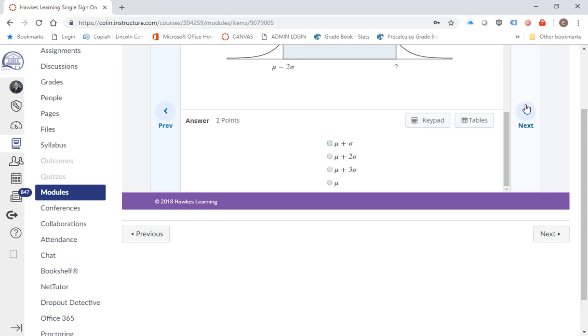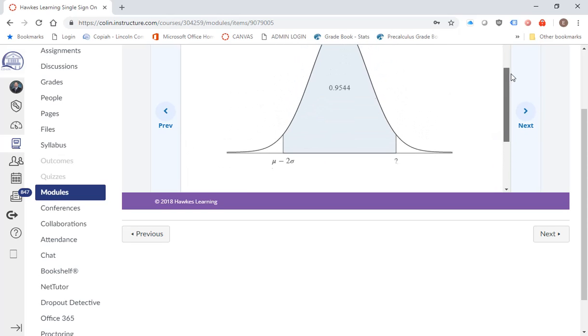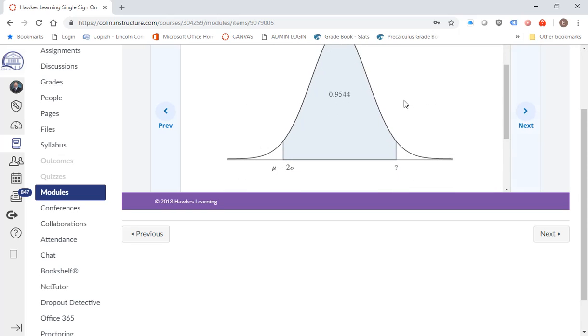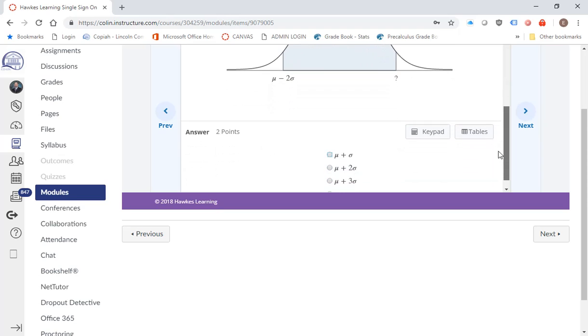Alright, so the thing about this is it's symmetric. Everything on this curve is symmetric. So that means this area and this area are the same. So if that is mu minus 2 times sigma, that's going to be mu plus 2 times sigma. Alright, so mu plus 2 times sigma.